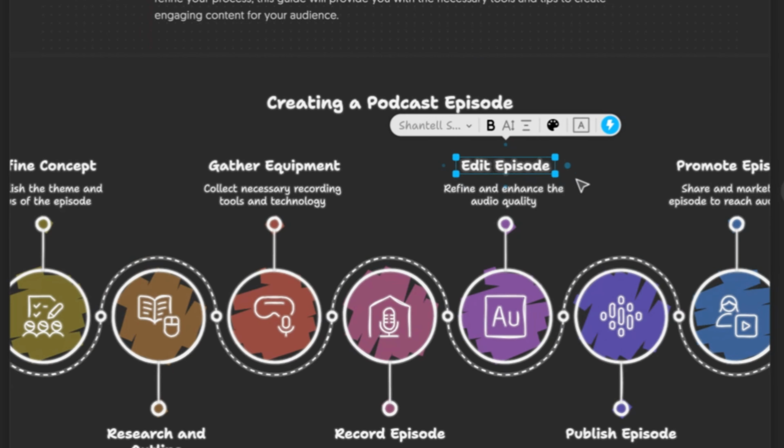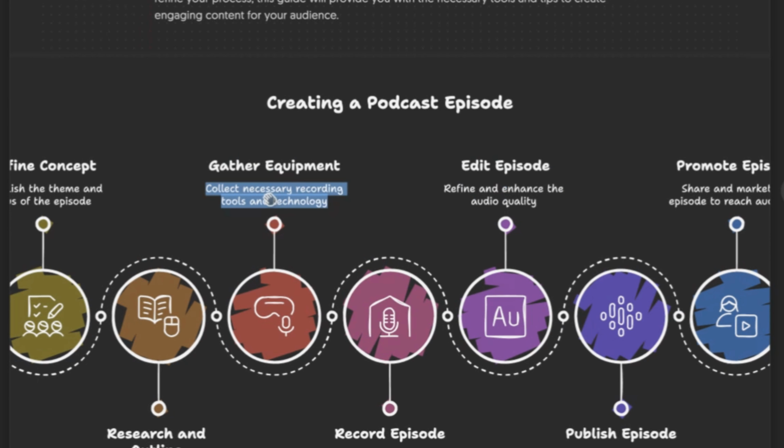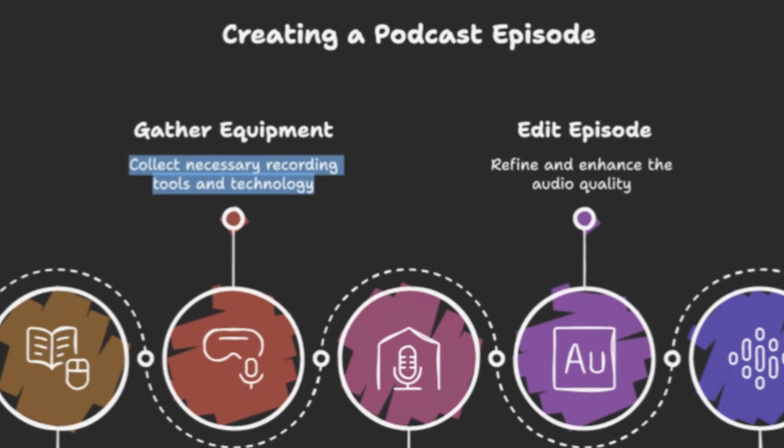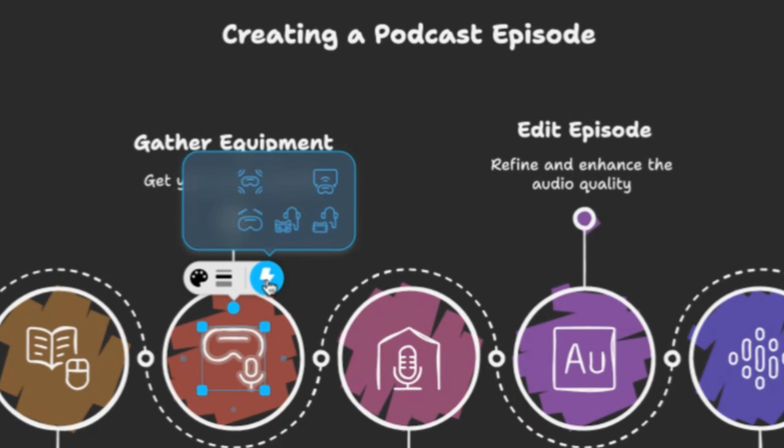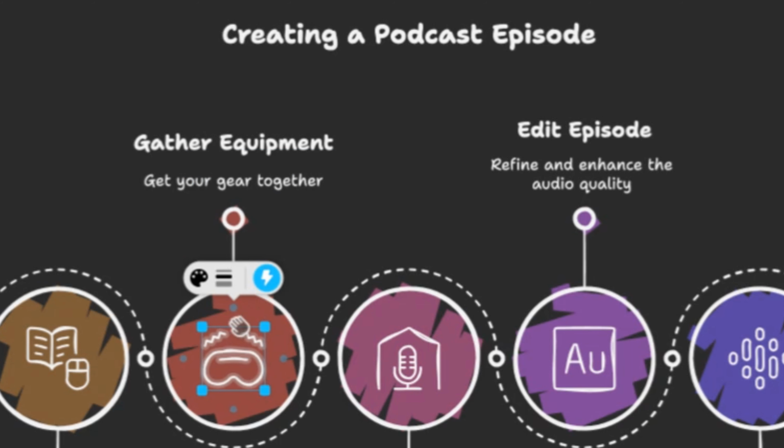And then every element in here is editable. So if the description here didn't make sense or wasn't working, you could just simply type in there. So what's it say? Gather equipment, get your gear together. I could just type that in and replace what was already in there. And then same thing with the icons. You can click on each individual icon. If you click this lightning bolt, hover over it, it'll suggest other ones. And you can just flip through and choose a different icon.